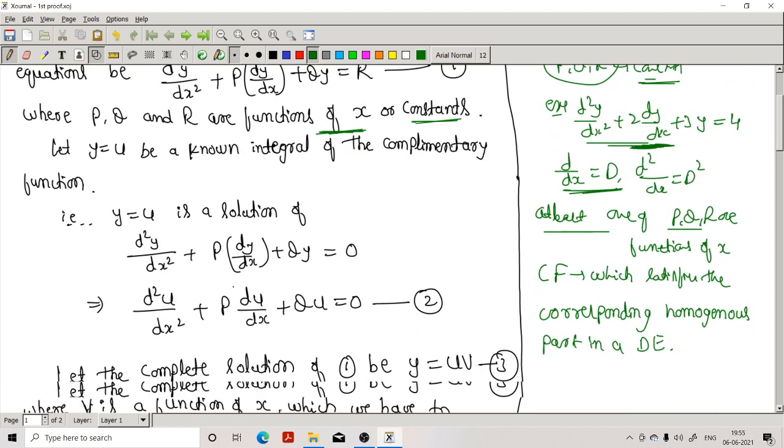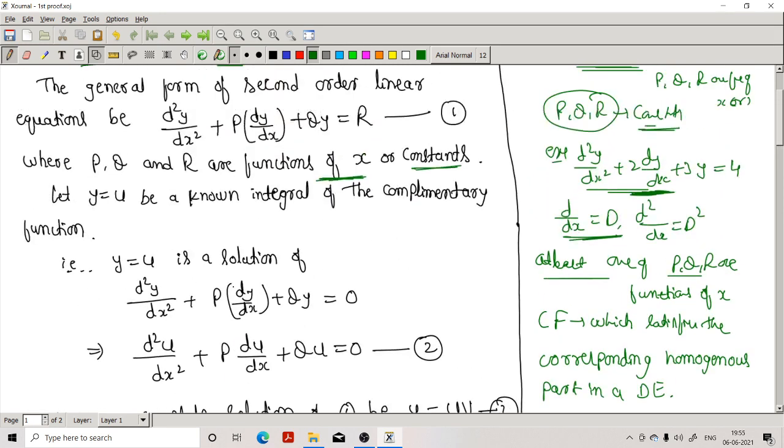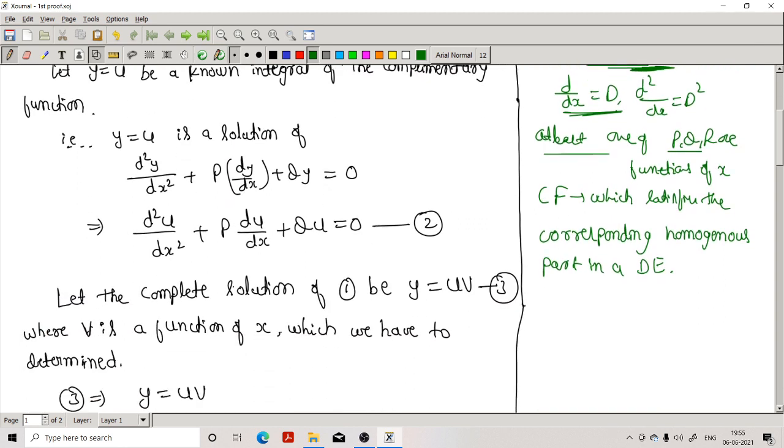Okay, y is equal to u is a solution of the corresponding homogeneous part, that is d square y by dx square plus p into dy by dx plus q of y is equal to 0. It is a solution, so it must satisfy this equation. If you replace y with u and differentiate twice, it must satisfy the differential equation. Therefore we will get d square u by dx square plus p into du by dx plus q of u is equal to 0. If you know the part of the complementary function, it must satisfy this equation.